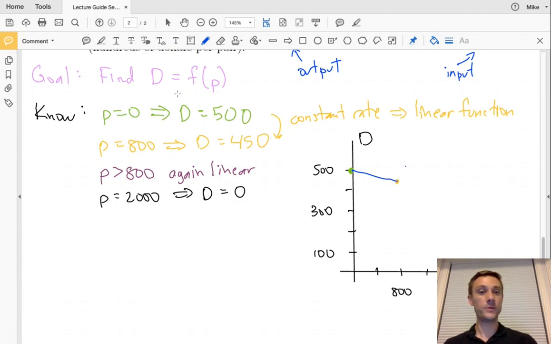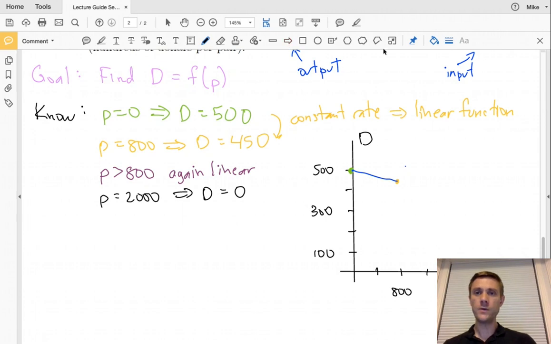Again, we're still building toward a formula, so it's going to be a minute, but I think we're on our way. For prices greater than 800, so whenever we're farther to the right along this horizontal axis, the function's linear again, so it's some kind of straight line. We're just not really sure where at the moment. But here we go. The very last point is 2000 is our p-value, and then it drops down to 0 for demand. So it's a horizontal axis intercept, basically. It's a p-axis intercept because we've dropped the vertical value all the way to 0.